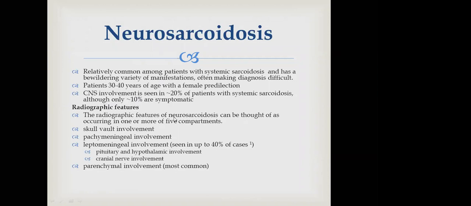Radiological features usually include scalp involvement, pachymeningeal involvement, leptomeningeal involvement seen in up to 40% of the cases, pituitary, hypothalamic and cranial nerve involvement, and parenchymal involvement, which is the most common type.